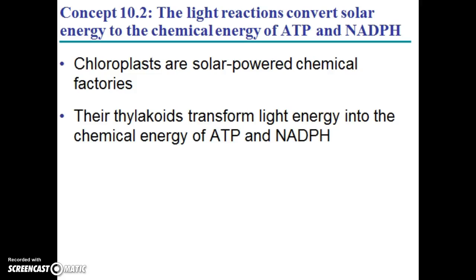All right, welcome back to Chapter 10. This is the second part. We're going to be talking about light and wavelengths of light and how that can be used to generate ATP. Once again, this occurs in the chloroplast, specifically in the thylakoids. That's where the light is captured by chlorophyll.